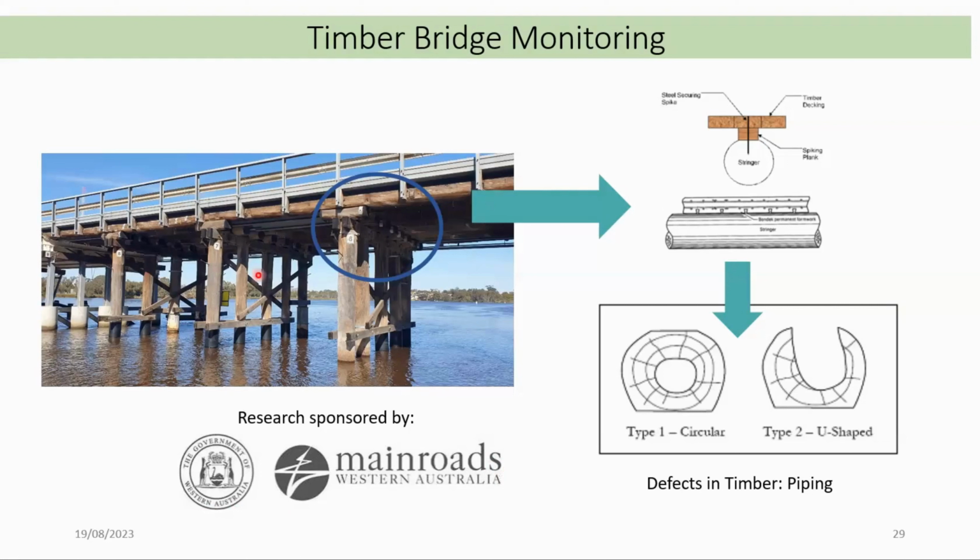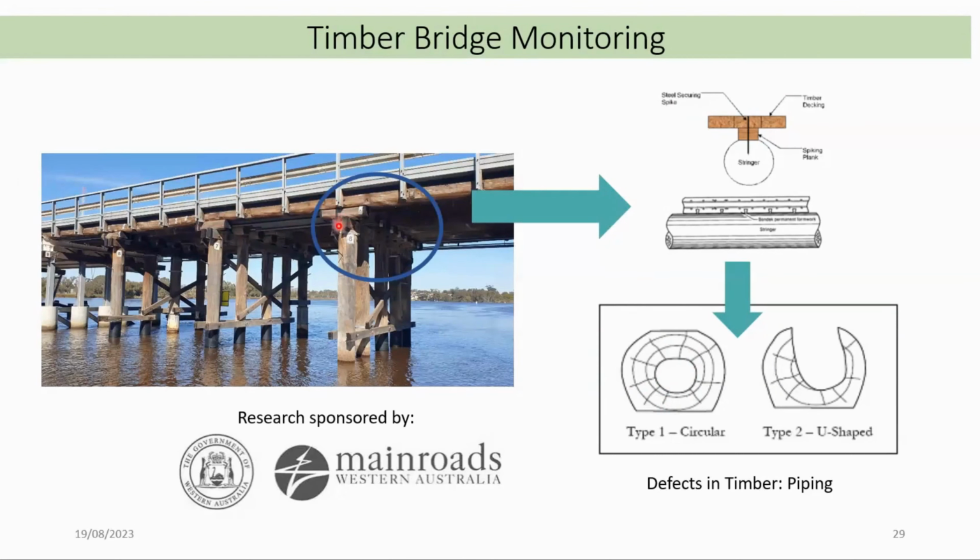So in Western Australia, we have around 1,200 small and big timber bridges, and some of these bridges support major highways. And the problem in these timber bridges is something called piping. A timber bridge is nothing but a trunk of a tree. You can see they take a trunk of a tree, chop it down, and put it as a bridge.